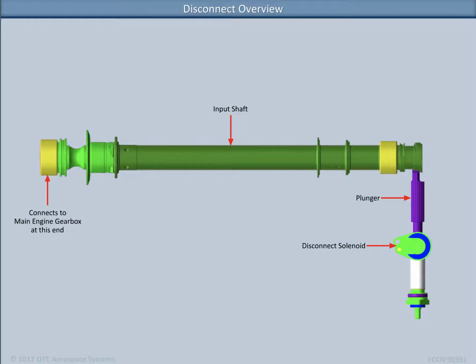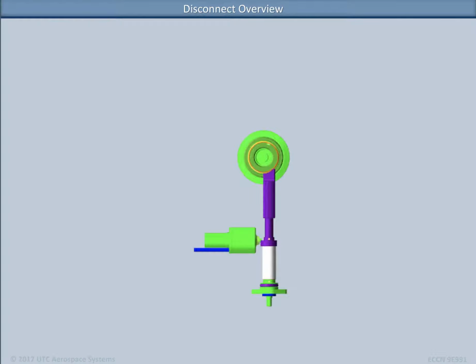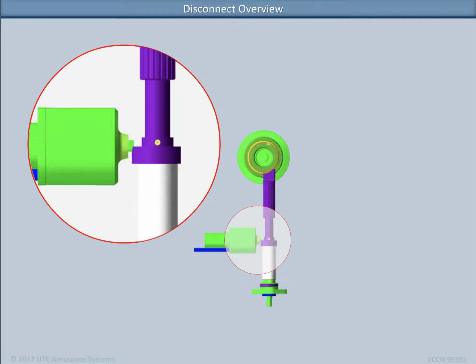To better understand the process for VFSG disconnect, let's take a look at a different view of the input shaft and zoom in to get a better view of the plunger and disconnect solenoid. The plunger contains an internal spring that exerts an upward force. The disconnect solenoid contains a push rod that fits inside a notch on the plunger to keep the spring from moving the plunger upward. The push rod sits on a solder pellet internal to the disconnect solenoid.